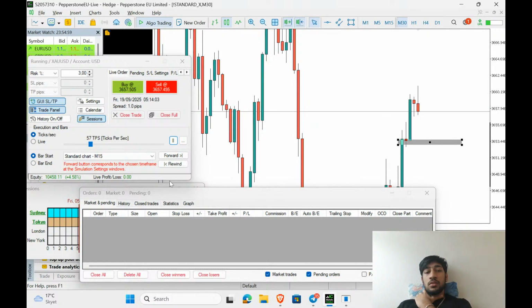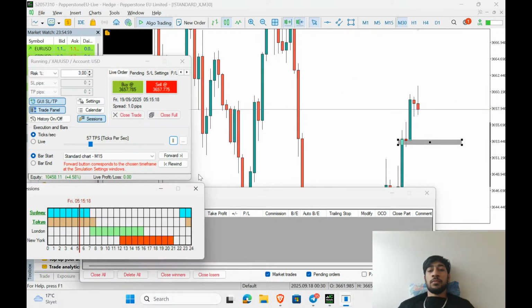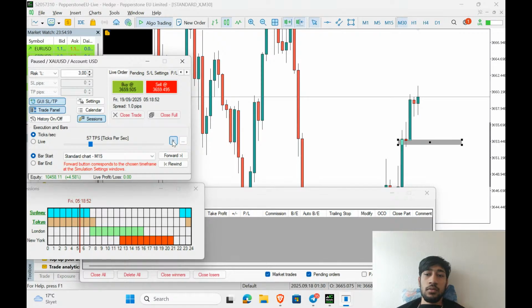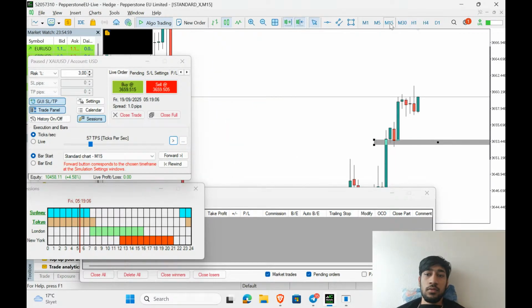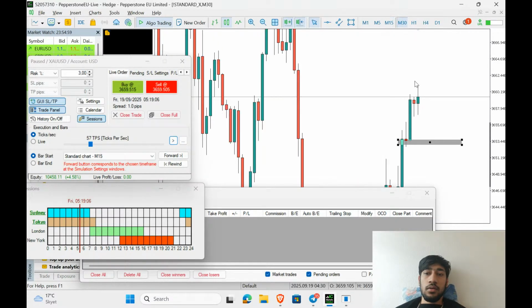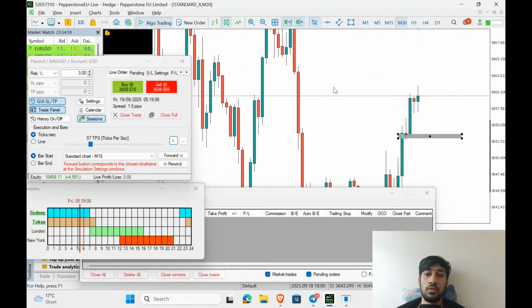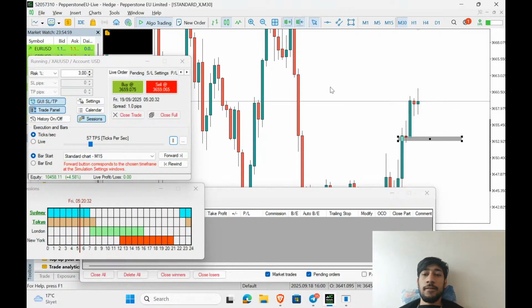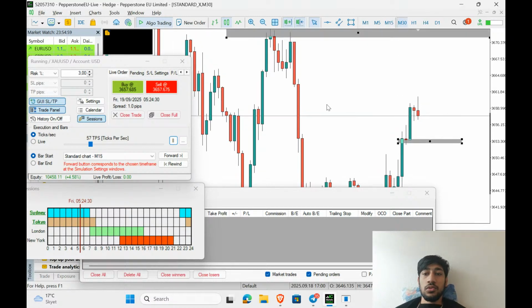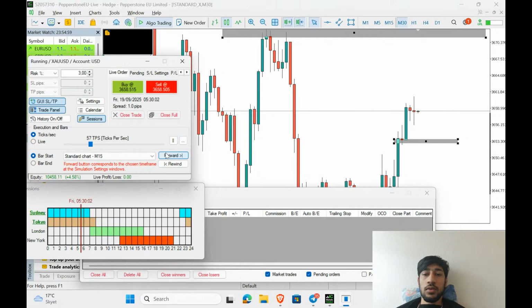So what I would expect from my trade is to give me that quick move. Then I have to wait, because this is bearish forward.